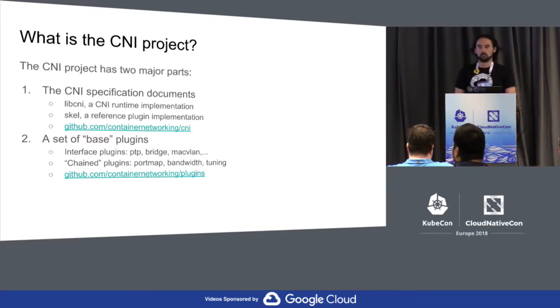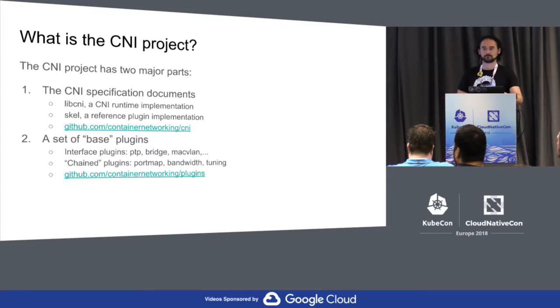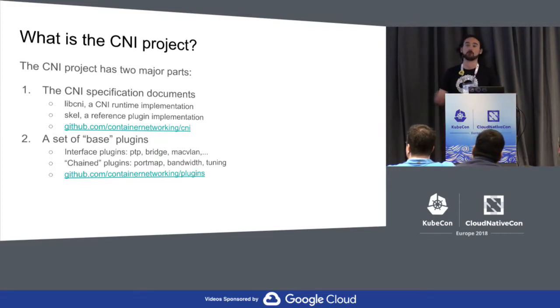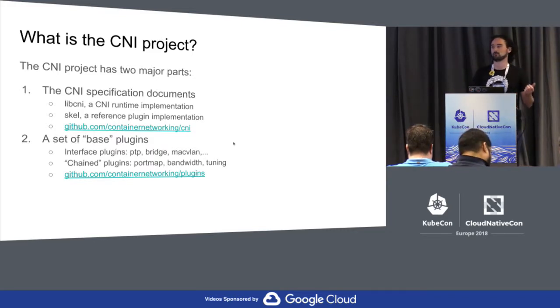So what is the CNI project in this particular community? CNI means a lot of things to a lot of different people. The CNI project, that is to say, the GitHub organization and the organization that is part of the CNCF, has two major outputs. The first is a document and some Go libraries implementing this specification. The document is a markdown file. It is in GitHub. We accept pull requests to it. It is released on a relatively calm basis.